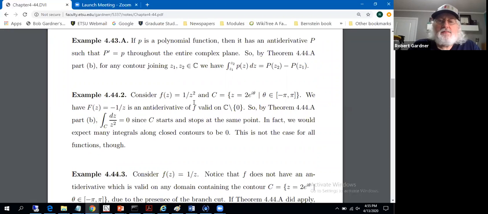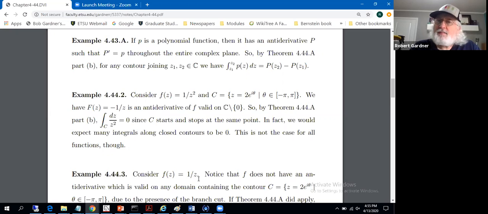So consider integrand of 1 over z squared and a contour z equals 2e to the i theta, theta ranging from negative pi to pi. So that's a circle of radius 2 centered at 0. We're going all the way around 0, which will become an interesting thing to consider for some other functions. For this one, the story is going to fall a little flat. But in the next example, we're going to look at 1 over z. 1 over z is going to take us into logarithm land.